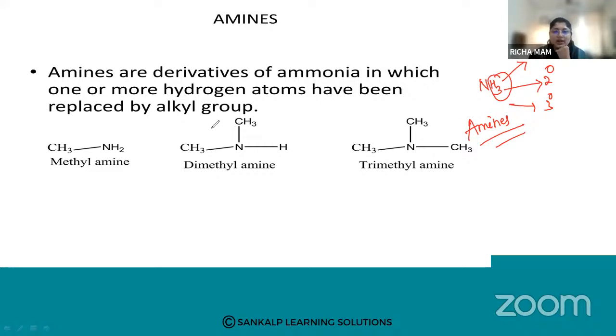So what are amines? Amines are the derivatives of ammonia. How are they represented? RNH2. So RNH2 is how we represent amines. Based upon this, we have discussed the properties also.